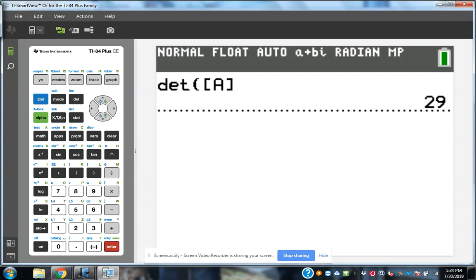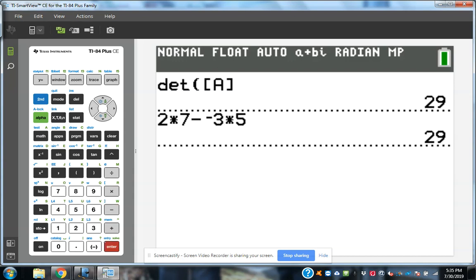So all of that button pushing to get the 29 that I got by just doing the math. That's why I don't generally do 2x2s in the calculator, just because it's so much faster. I just look at it and say, okay, that's 2 times 7 minus -3 times 5. And I get the same answer out of that without having to type in the whole matrix thing and back and forth and all that.